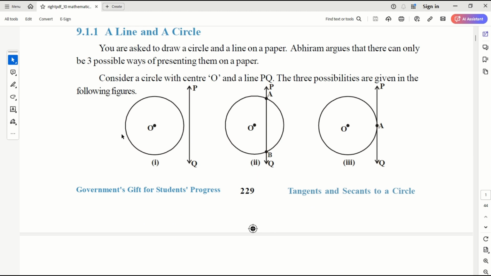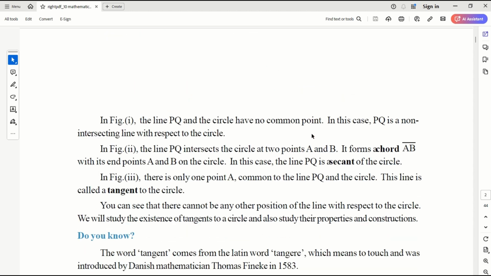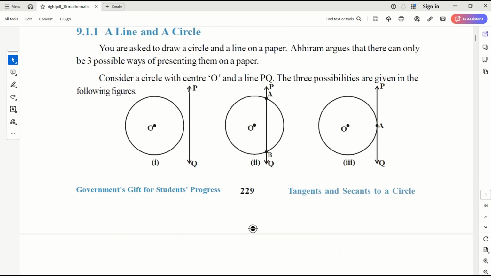You have three options. Either the line doesn't intersect the circle, that is the first option, or it intersects at 2 points, or it intersects at only 1 point. It touches the circle at 1 point. These are the three options you have with a circle and a line. Out of this, here there is no interaction. Basically, line and circle both are independent.